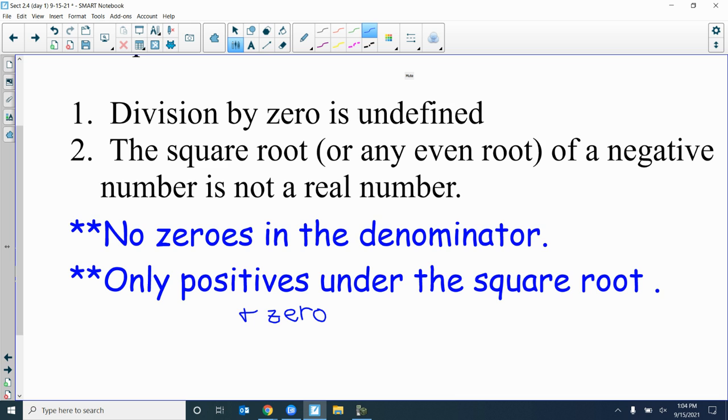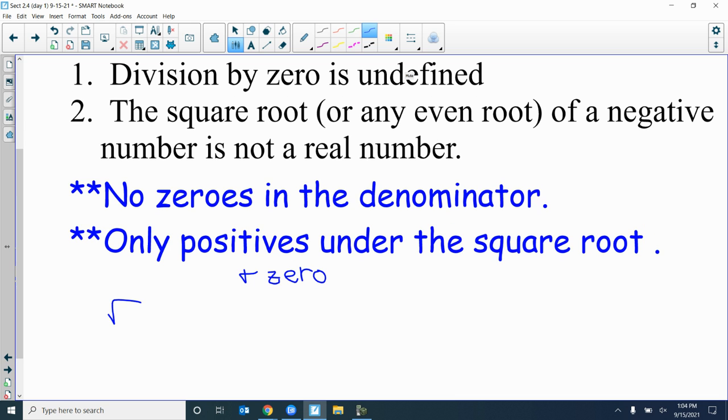And I need to amend that just slightly because technically only positives and zero. You can take the square root of zero because that is just zero. So that can be in the domain. You can have zero under a radical. Cannot have a negative.